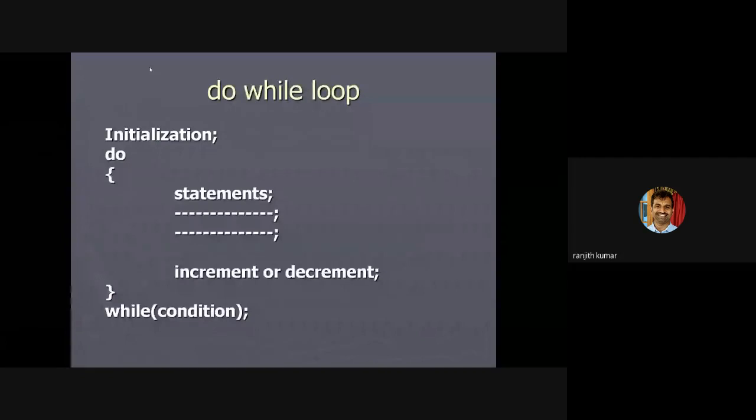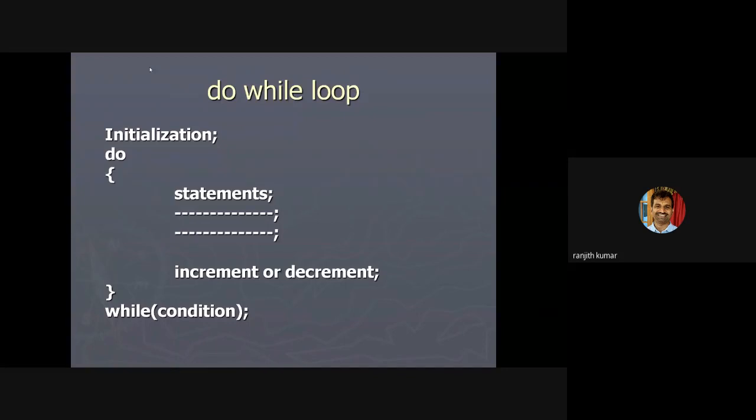Okay, remaining all are the same. So if you see while loop, for loop, and do while loop, all are doing the same job, repeating an activity again and again. But the only difference is the place of initialization, condition checking, and increment is different.